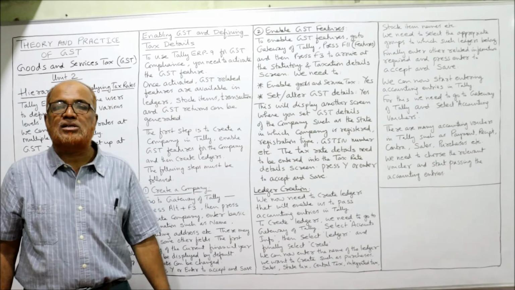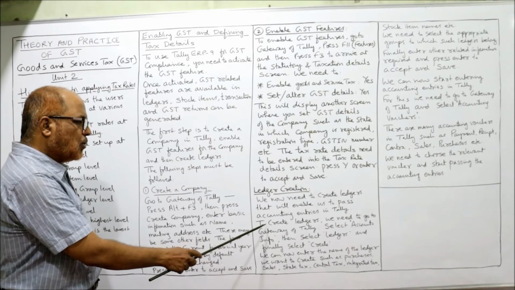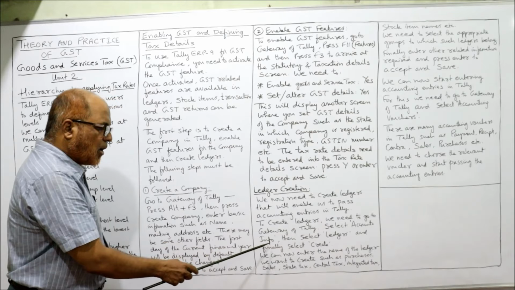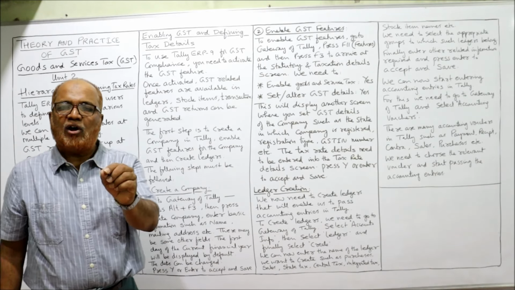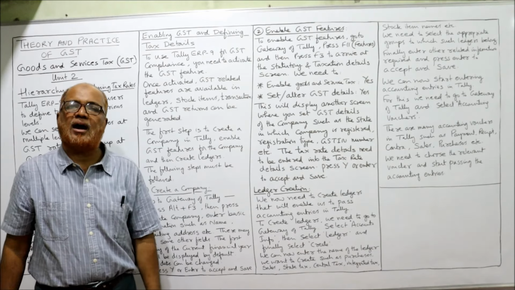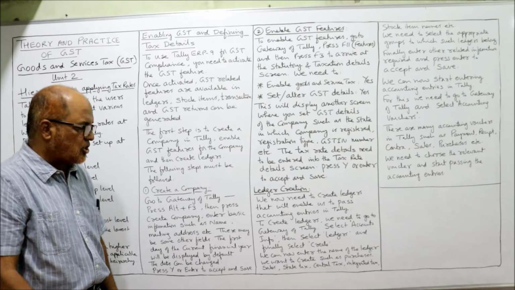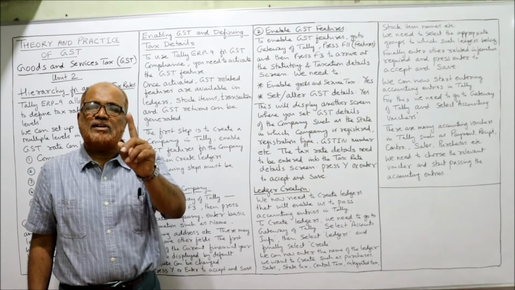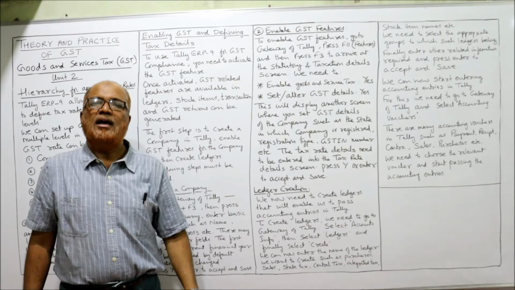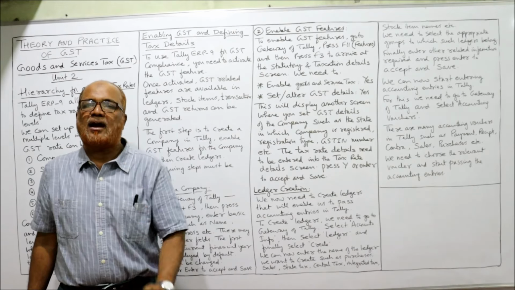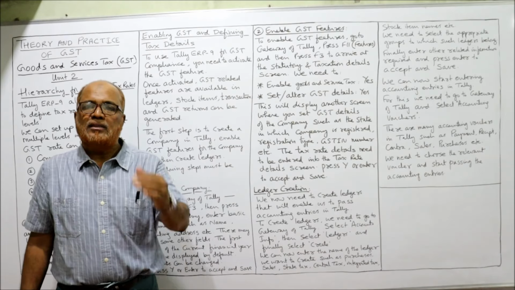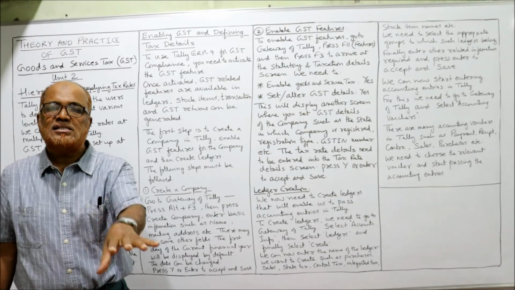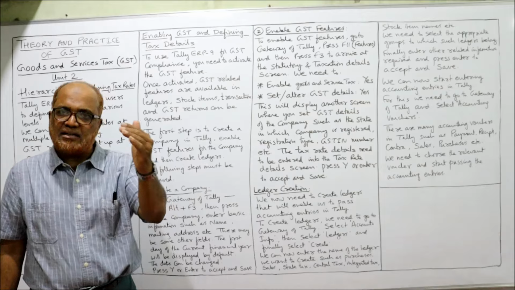So here you have to create them. How to create the ledger accounts? Go to Gateway of Tally. To create a ledger, we need to go to Gateway of Tally and select Accounts Info. In Gateway of Tally, you will find the option Accounts Info, that is, information. Then select Ledgers and finally select Create. So first of all, go to Gateway of Tally. In that Gateway of Tally, select Accounts Info. Then under Accounts Info, select Ledger. Under Ledger, select Create.